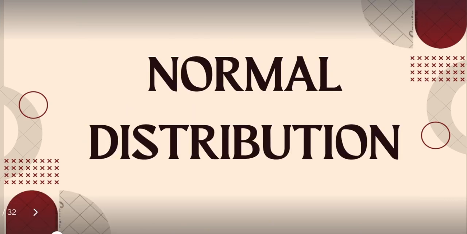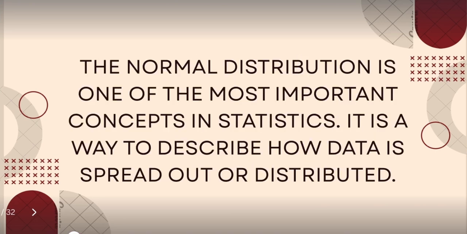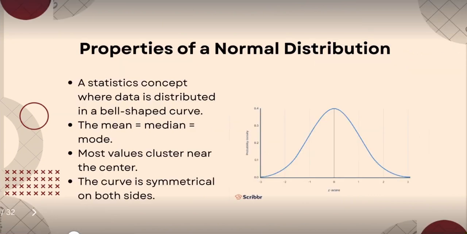Now, let's go to our topic, the normal distribution. The normal distribution is one of the most important concepts in statistics. It is a way to describe how data is spread out or distributed. Let's first know the properties of a normal distribution. It is a statistic concept where data is distributed in a bell-shaped curve.